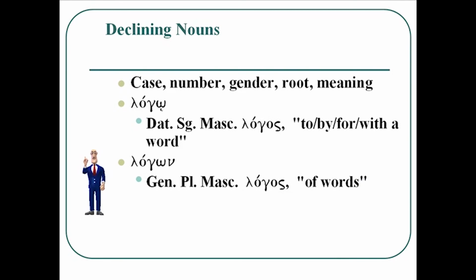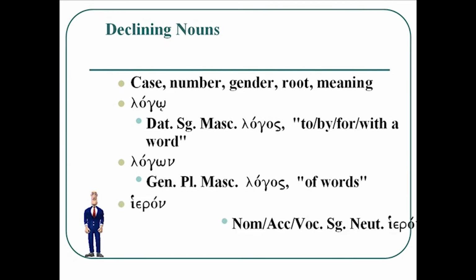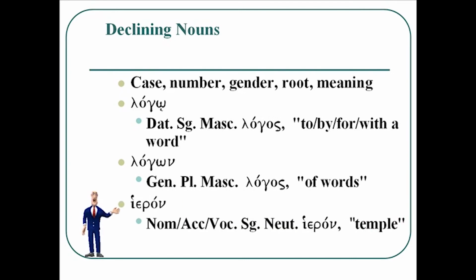Logon would be declined as a genitive, plural, masculine, from logos, meaning of words. And finally, hieron would be nominative, accusative, or vocative, singular, neuter, from hieron, meaning temple. These declensional forms will be worked over thoroughly in the workbook.